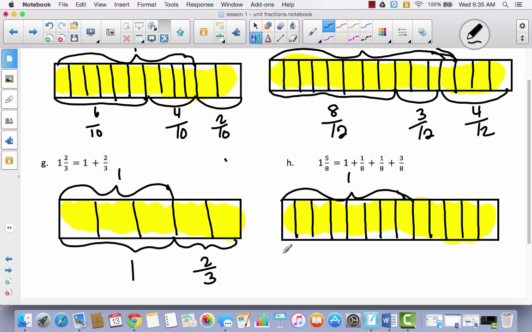So now we're going to decompose this as 1. So let's go ahead and take all 8 of these and call this 1, and then we're going to do 1/8 and 1/8. So we've got 1/8 and then 1/8, and then we have 3/8.